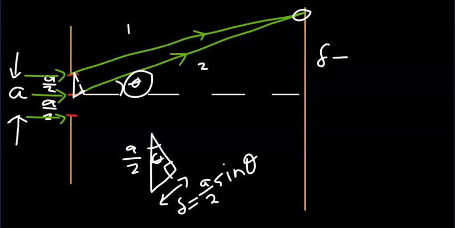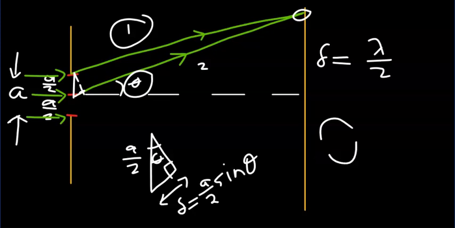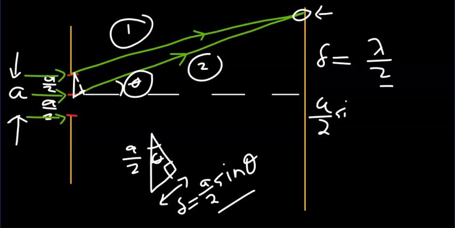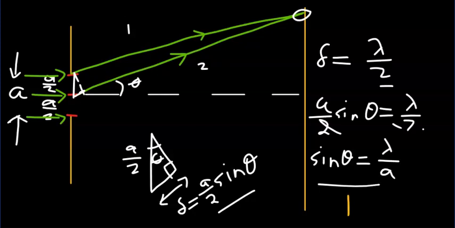So when this difference in path length equals half the wavelength, meaning the maximum of wave 1 meets the minimum of wave 2, they interfere destructively to give a dark spot there. So equating this result to that result, you get a over 2 sine theta equals lambda over 2. The 2 goes away. So sine theta equals lambda over a. And this represents a condition for a dark spot to occur at that angular position.